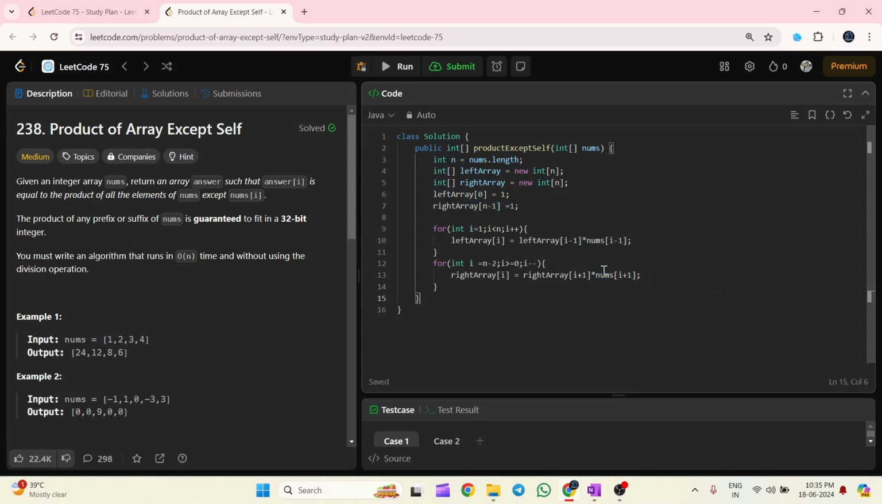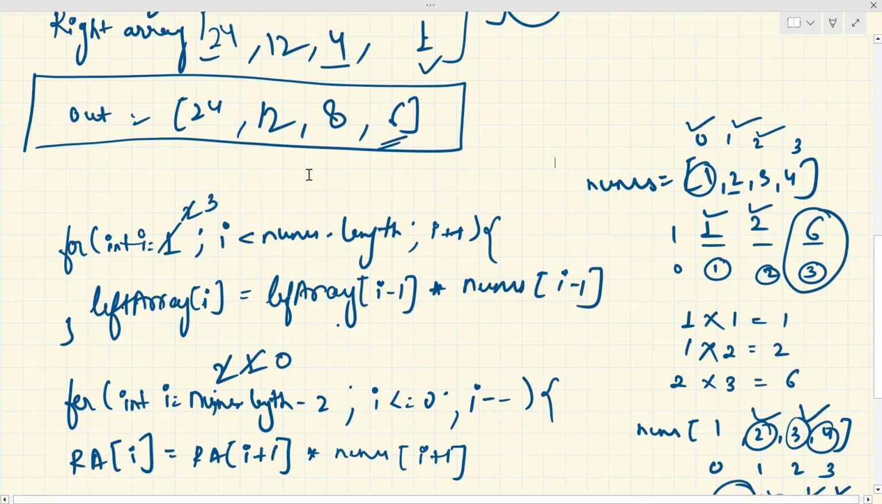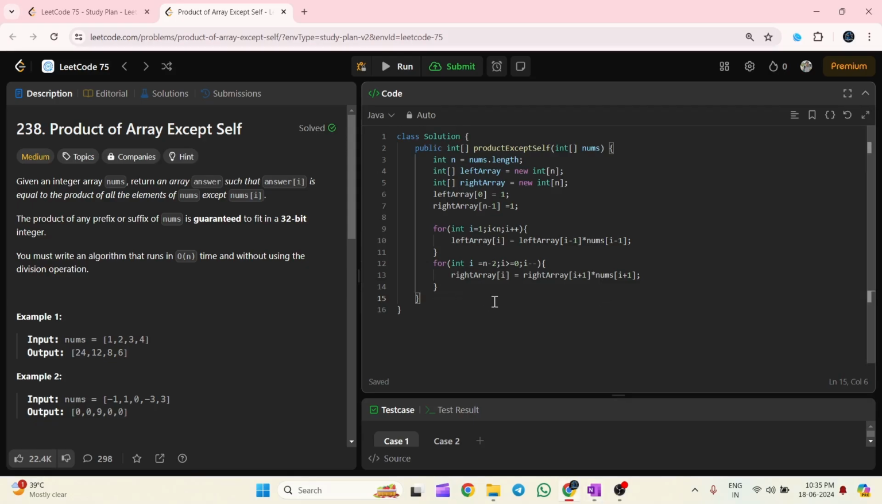If I write i minus 1, it indicates the previous element, and that element is not initialized right now. n minus 3 is not initialized, so I cannot write i minus 1. Okay, so I have to write i plus 1. Okay, so this is it. Now I have declared the left array and the right array.